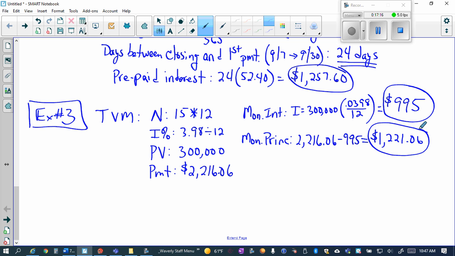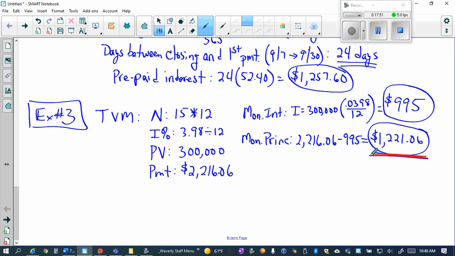And so it's only this principal portion here that reduces your loan balance, okay? The interest goes straight to the bank, that $995, and then your $300,000 balance is now reduced by $1,221.06, okay? And so you could probably imagine how we'd get the next month's principal and interest portion. We're not going to be using $300,000. We'll be using whatever $300,000 is minus $1,221 as our new principal balance, okay?